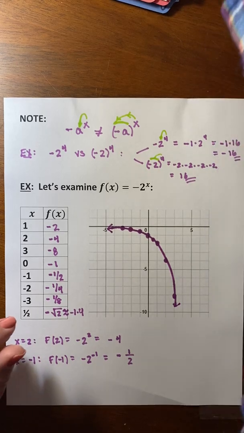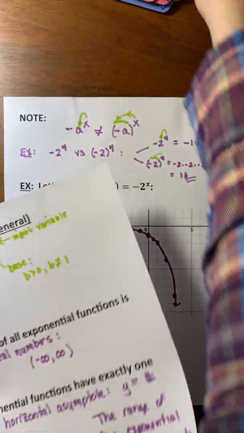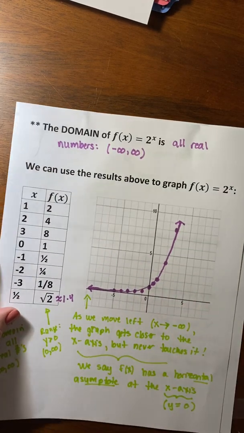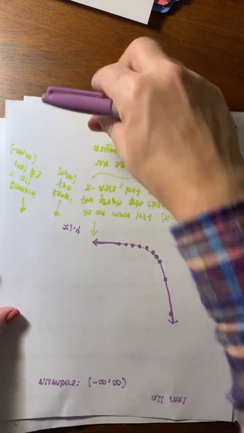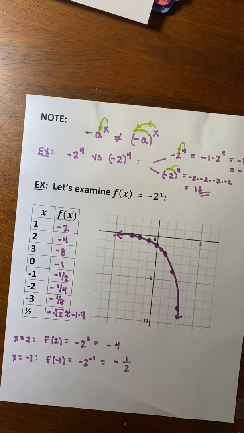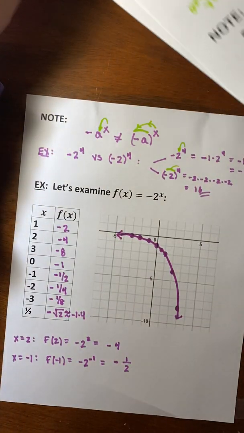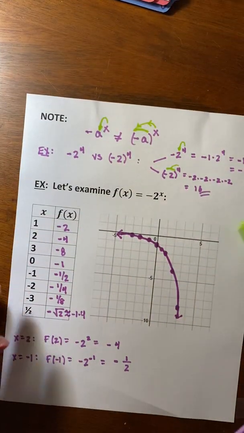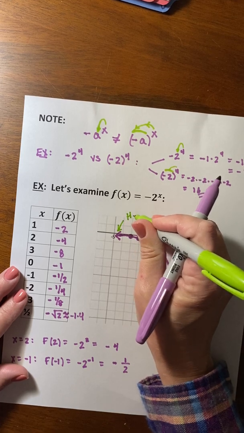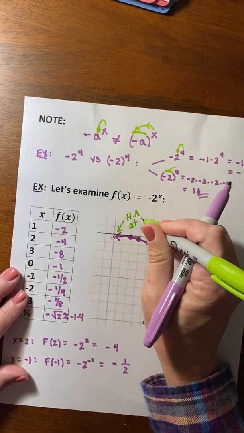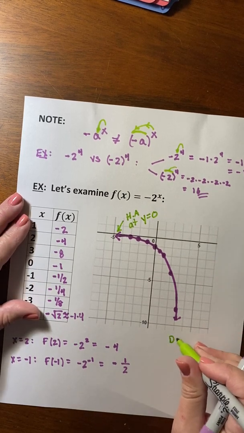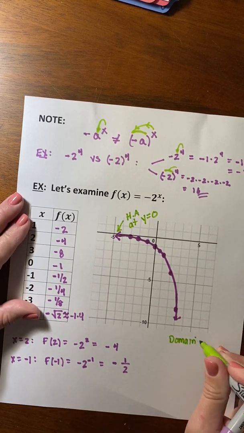If we take a look back at this graph, even back further, there we go. If we take this guy and just flip it over, we're going to get the graph that we just drew. So a negative out front just flips the graph over the asymptote. In this case, we have a horizontal asymptote, I'm abbreviating it HA, still at the line y equals 0, the x-axis. The domain is still all real numbers.